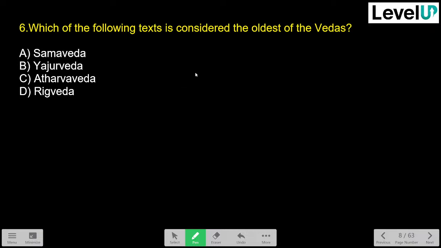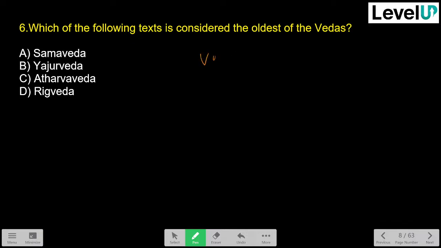Which of the following texts is considered to be the oldest of the Vedas? Vedas are actually of four types. At the end of this session, or at the end of the ancient history part, I have left some blank sheets where I will give you more than 10 or 15 important questions from ancient history. Please try to remember those things also, right? Since we cannot cover all the questions from ancient history, I have kept some pages blank so that we can discuss more and more questions from there. Okay. So which is the oldest text?